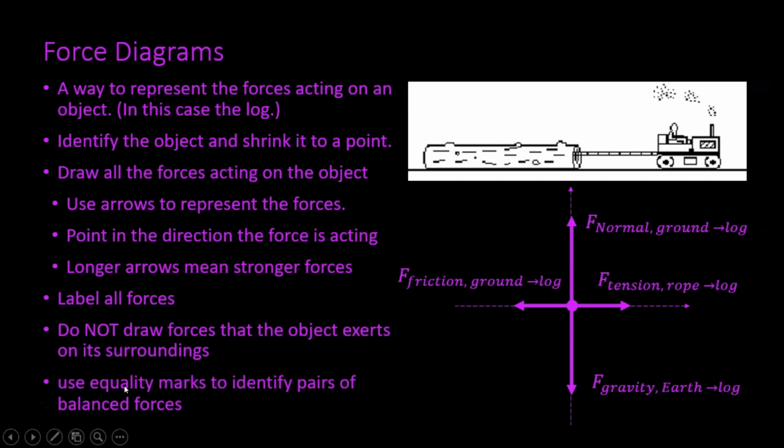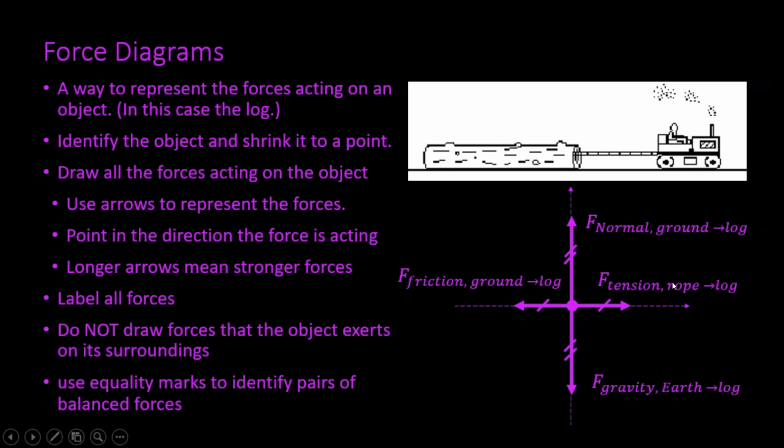And finally, we want to use equality marks to identify pairs of balanced forces. Now let's look at these. First, horizontally, we know that these two forces are balanced because the log and the tractor are moving at a constant velocity, so we need to have balanced forces. If we look in the vertical direction, we know that vertically the log's not moving. It's moving horizontally, but it's not moving up and down. So we know that the gravity force and the normal force are balanced, so we need to use equality marks.